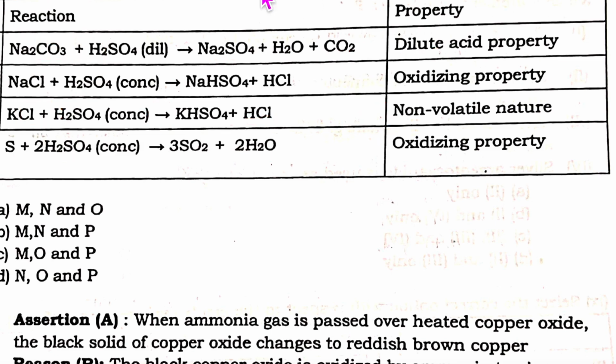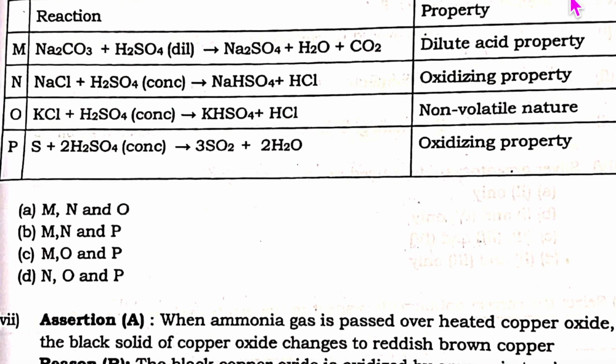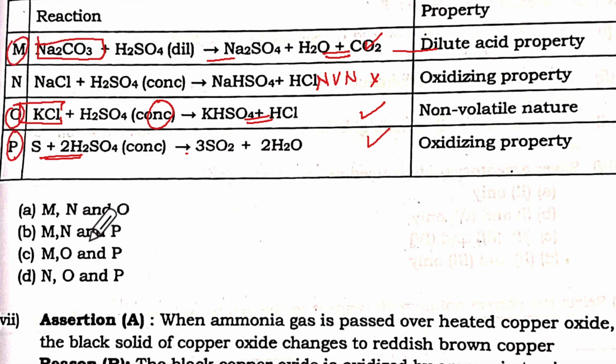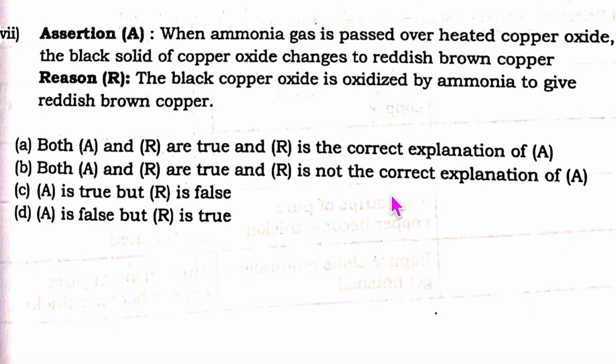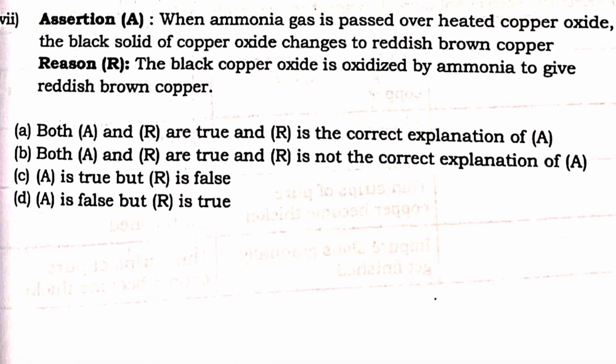So, which ones are correct? M, O and P. Where is M, O, P? This one. The seventh one: when ammonia is passed over heated copper oxide, it changes to reddish brown copper is correct.